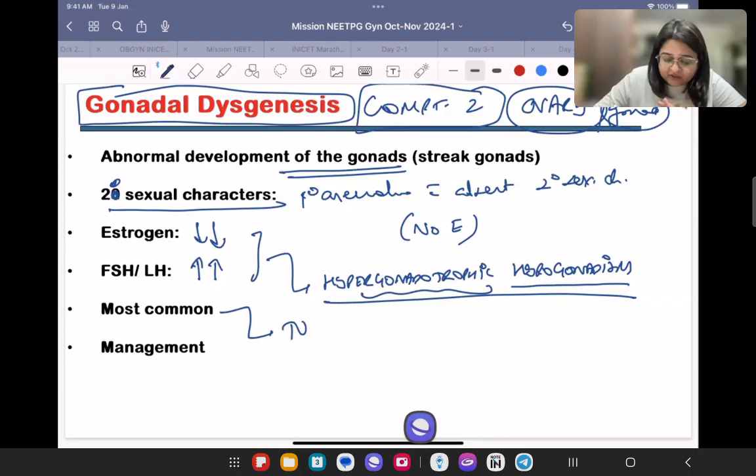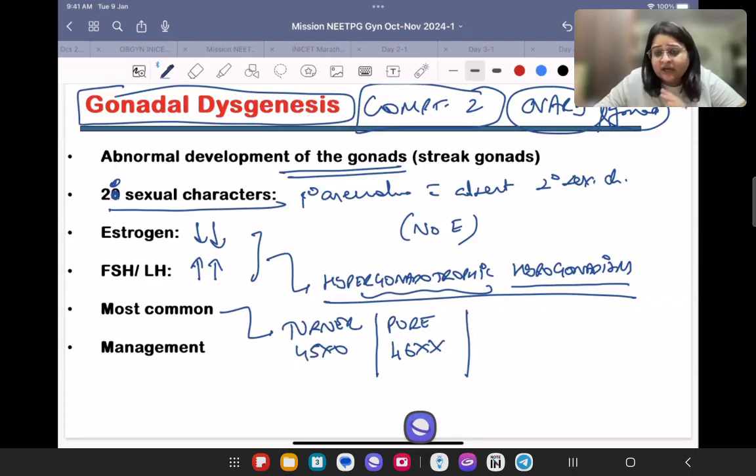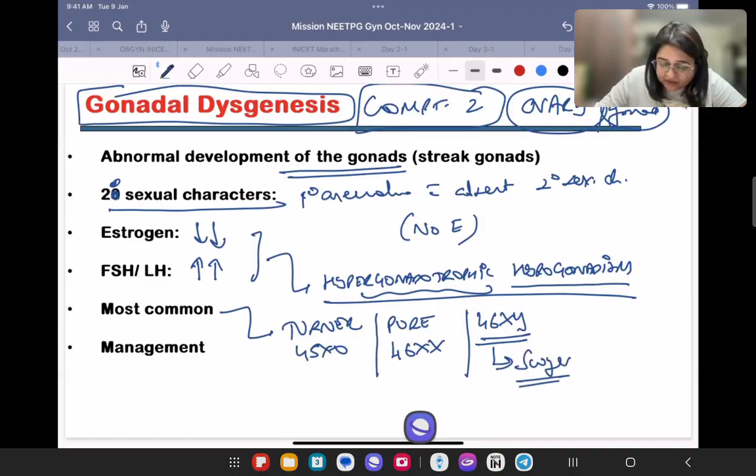The most common type of this is Turner syndrome. Turner syndrome is an individual who is 45XO. This is the most common. What are the other types? You can have pure gonadal dysgenesis. This basically means a 46XX karyotype with gonadal dysgenesis, with the ovary not functioning. Or you can have a 46XY gonadal dysgenesis. Can anybody tell me the name of the 46XY type of gonadal dysgenesis? Yes, Swyer syndrome. Now, questions come a lot on this, on Turner's too, and on this too, but they especially like asking questions on Swyer syndrome.